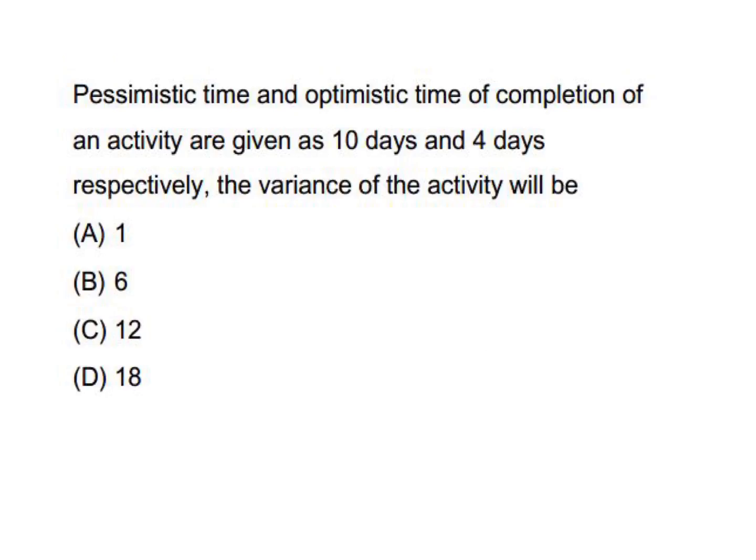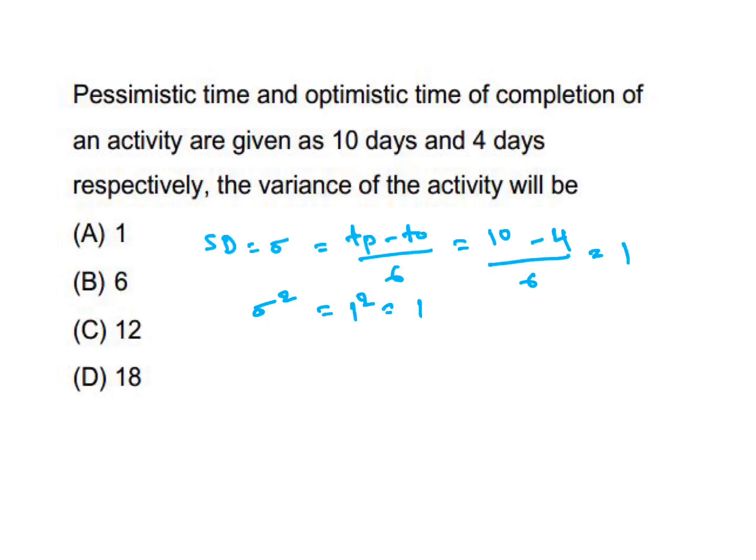Pessimistic time and optimistic time of completion of an activity are given as 10 days and 4 days respectively. The variance of the activity will be, we know, standard deviation sigma equal to pessimistic time Tp minus To optimistic time by 6. Here given 10 days Tp, pessimistic time minus optimistic time 4 days by 6. So standard deviation sigma is 1. So variance is sigma square, 1 square equal to 1. Answer is A.